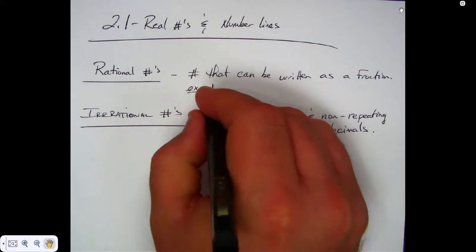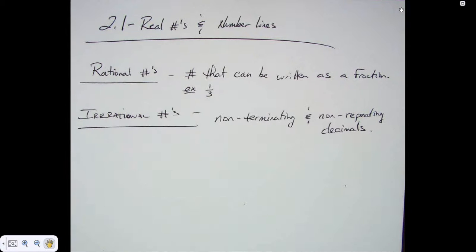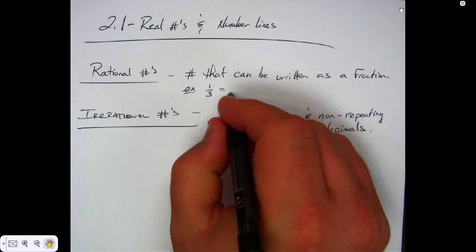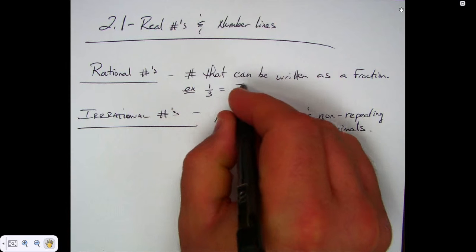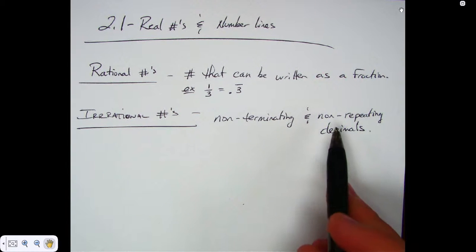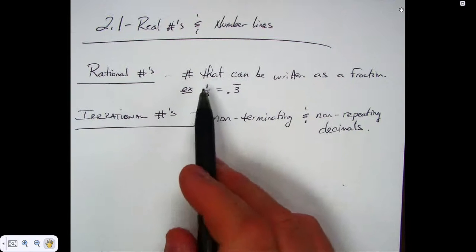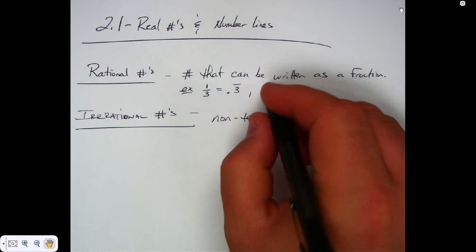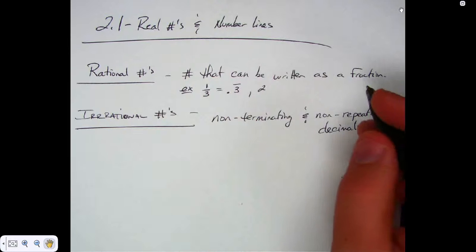Anybody? How about 1/3? What is that equal to? When you put that into your calculator, it's 0.3 what? Repeating. See, that can be written as a fraction. It goes on forever and ever, but it repeats. So it's not an irrational number, it's a rational number. Now, of course, another example of a rational number would just be the number 2, right?